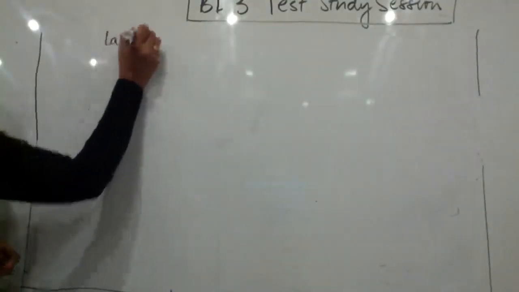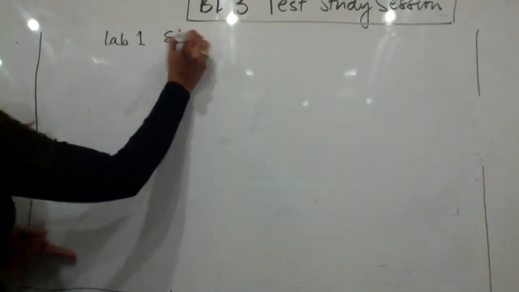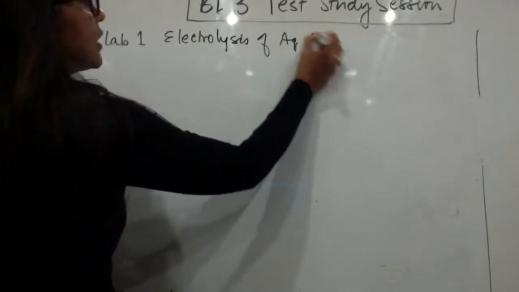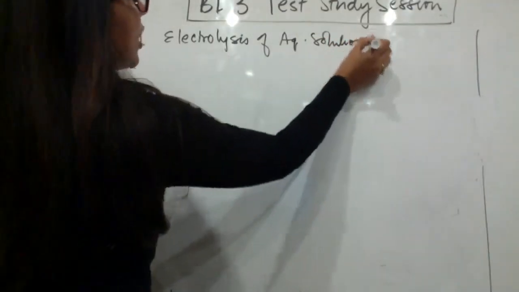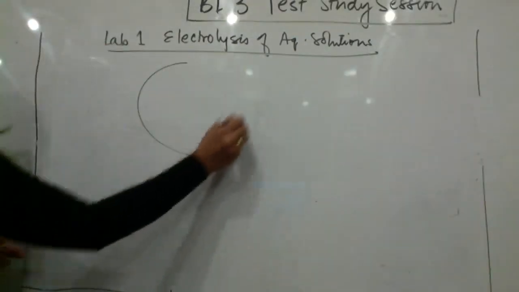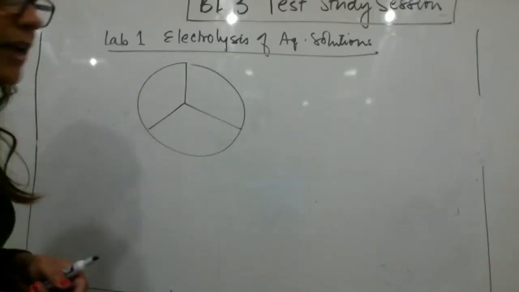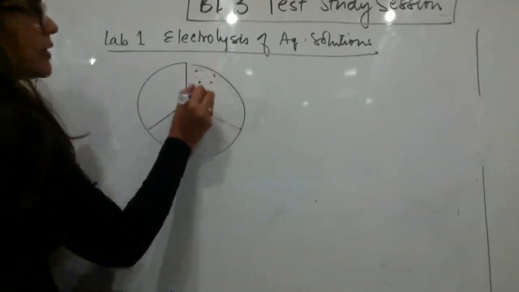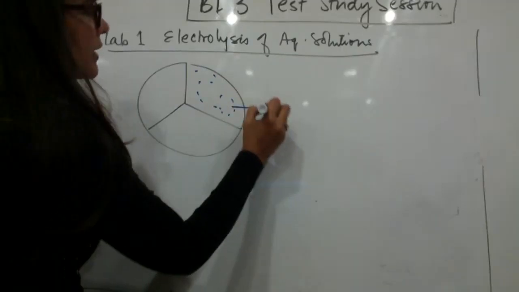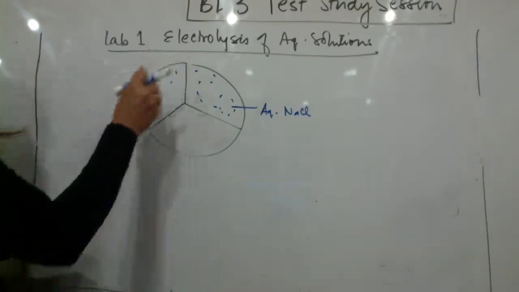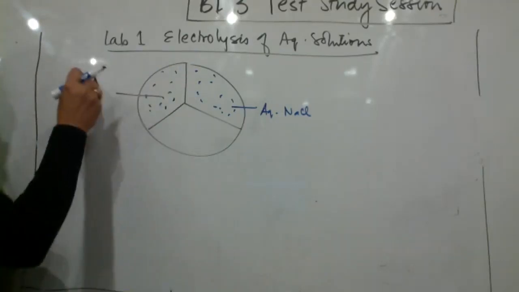Okay, so there were 2 labs we did. The first lab was electrolysis of aqueous solutions. I don't know the exact title of the lab, but that's what we did on Thursday. And in this lab, what you had is a petri dish that was divided in 3 parts, and you had 3 different solutions in them. In one, you had aqueous NaCl. In one, you had aqueous KI.